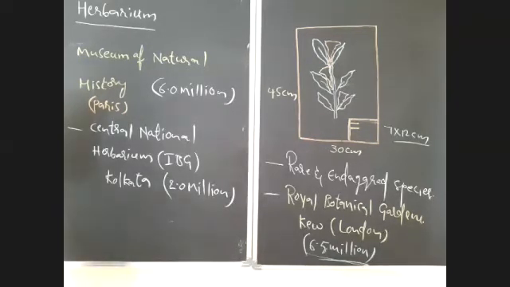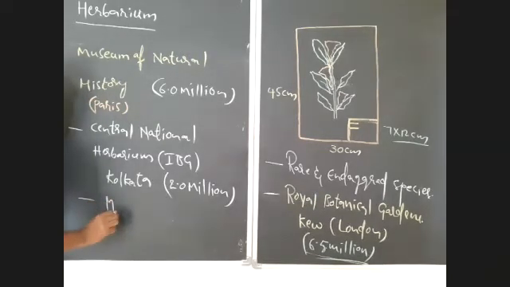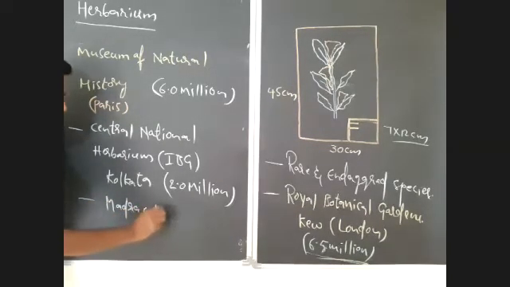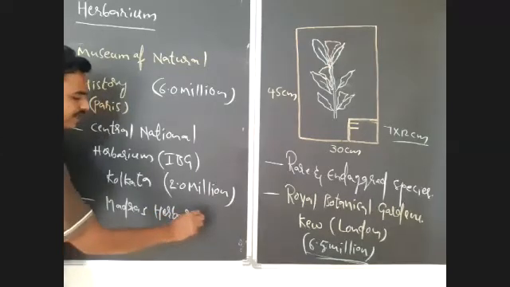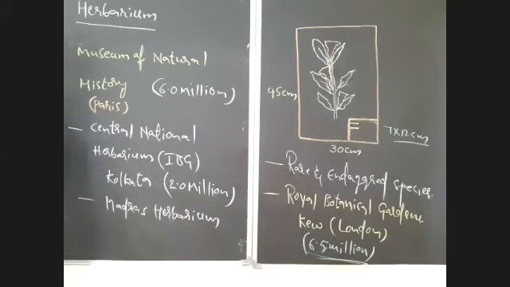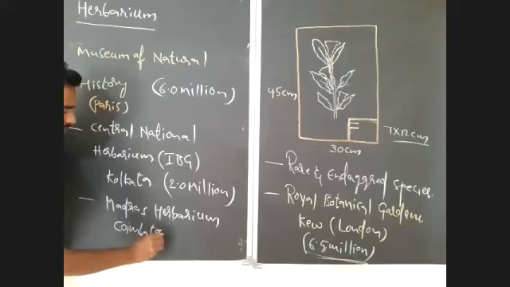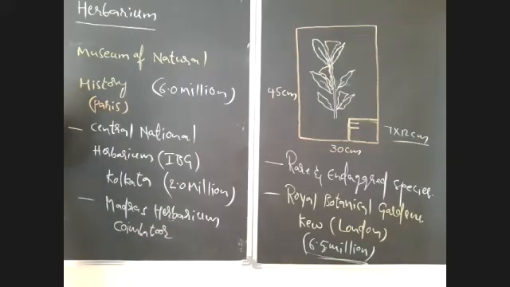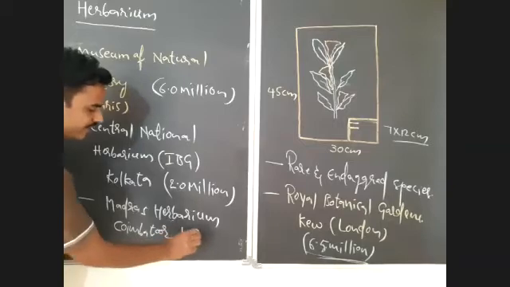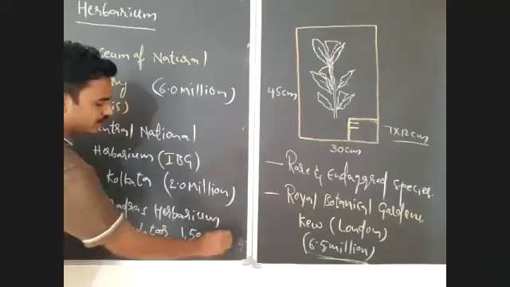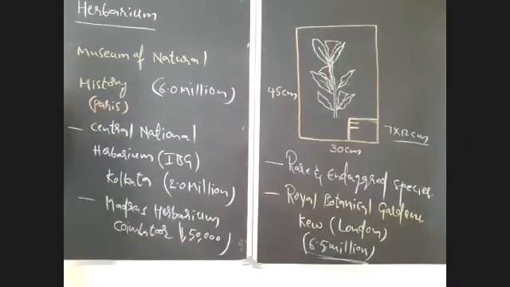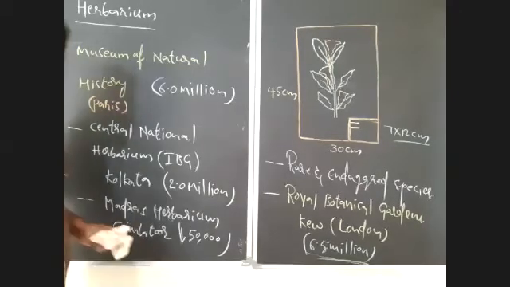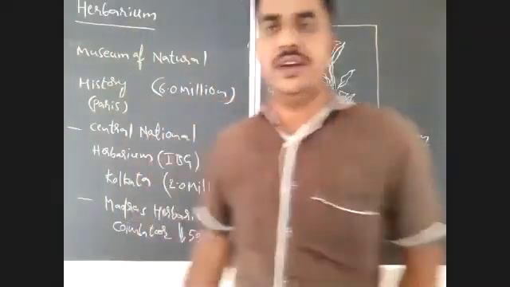And the Madras Herbarium in India, which is located at Coimbatore. Here in Coimbatore, 1,50,000 plant herbarium specimens are available. So you have to remember some important herbariums I mentioned here in the world.